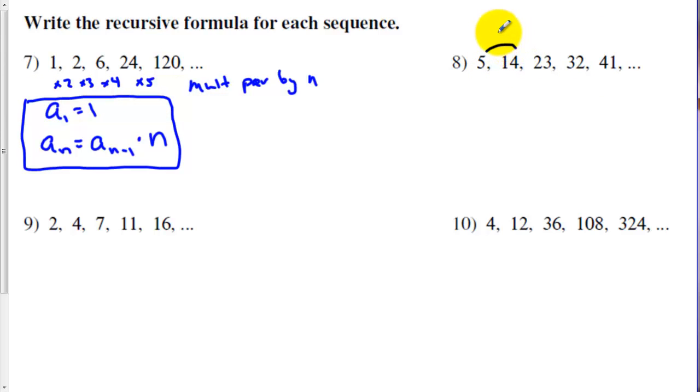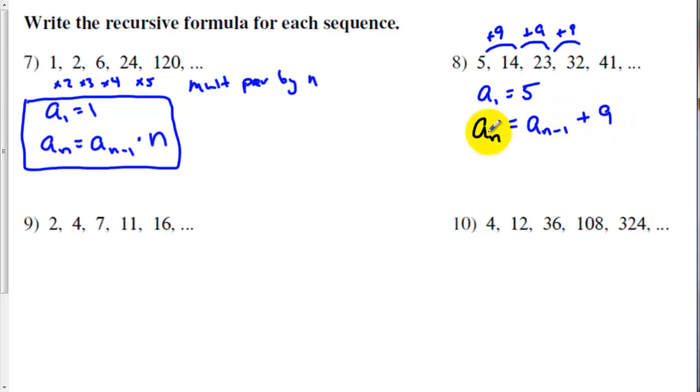Here we are adding 9. Adding 9. So it looks like we are just adding 9. So the recursive rule would be a sub 1 equals 5. And to get the next term, a sub n, we are going to take the previous term plus 9. Now this is an arithmetic sequence, and we also know how to write the explicit formula for that. I won't go through that since in this lesson we're talking about recursive rules.